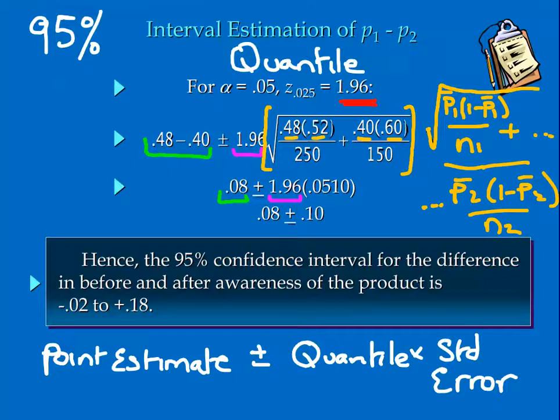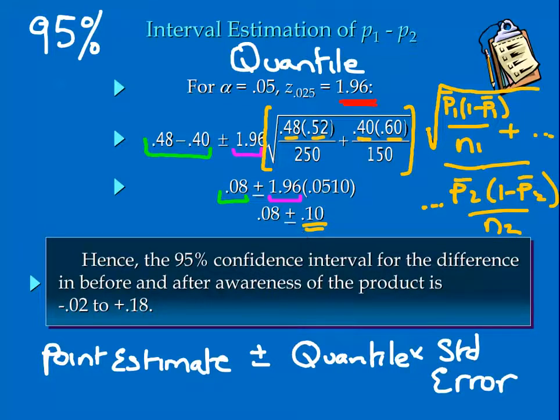So when we put in the numbers 0.48 and 0.40, this is what we get. This is just a bit of calculator work. Once you've worked it out, you should find that the answer is 0.0510. Multiply that by 1.96, you get an answer of 0.10.